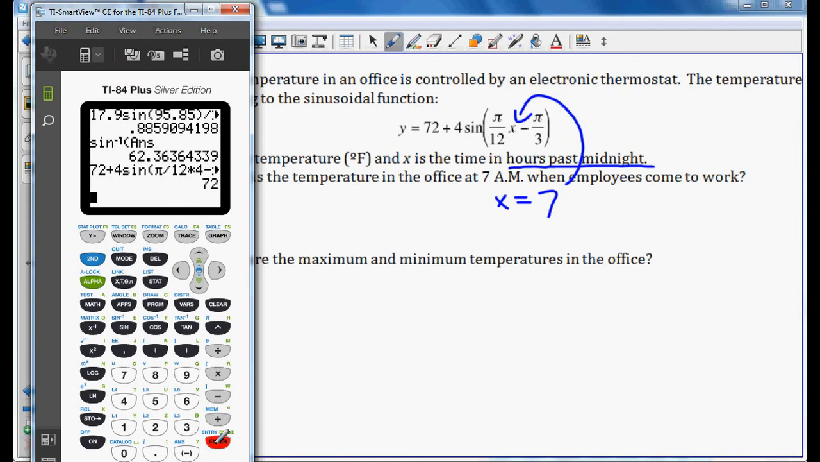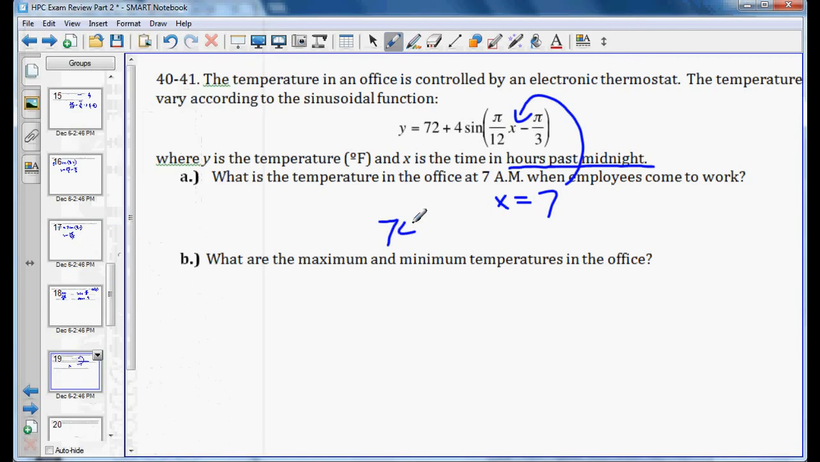Okay, max and min. We know the max is equal to the midline plus the amplitude, which means 72 plus 4, or 76. The minimum is equal to the midline minus the amplitude, which means 72 minus 4, or 68.